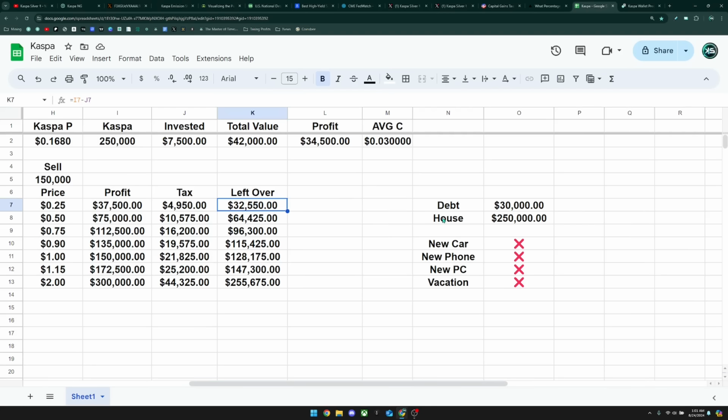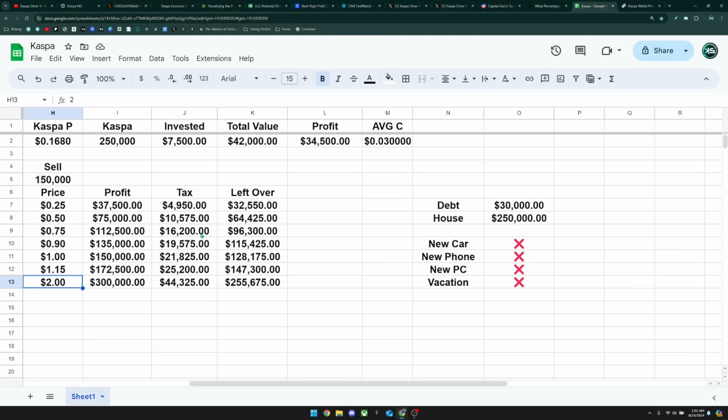And let's say I wanted to kill this house payment, $250,000 left on the house payment. In this scenario here, you'll see that I would need to wait for $2. Now, some people may not have the patience to wait for $2. We don't know if Kaspa is going to for sure go to $2. So there's a lot of unknowns to this.